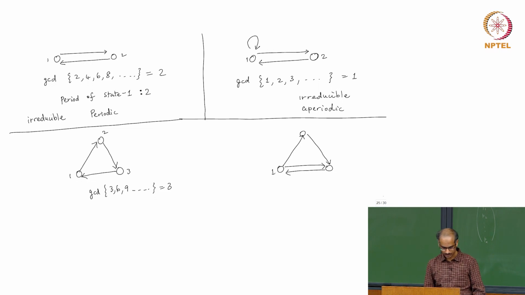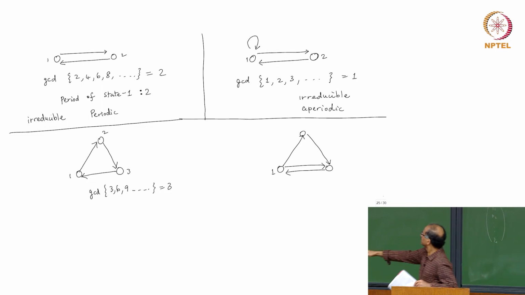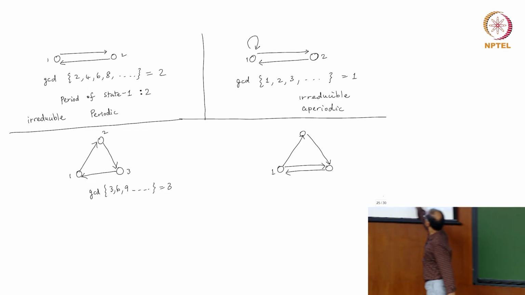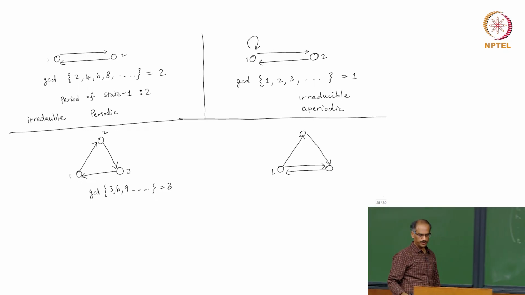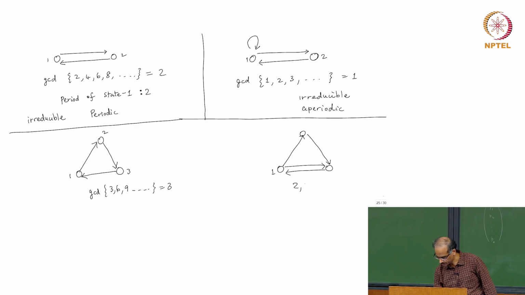Like this. So once again, if you are looking at the period of state 1 alone, you can see that you can come back in 2 steps. For example, if you take the lower route, you can go from here to here and come back. So 2 is one possibility, 3 is another possibility, then 4 is a possibility, and so on. 4, then 6, and so on. So you take a GCD of this, which is 1. So this is aperiodic.